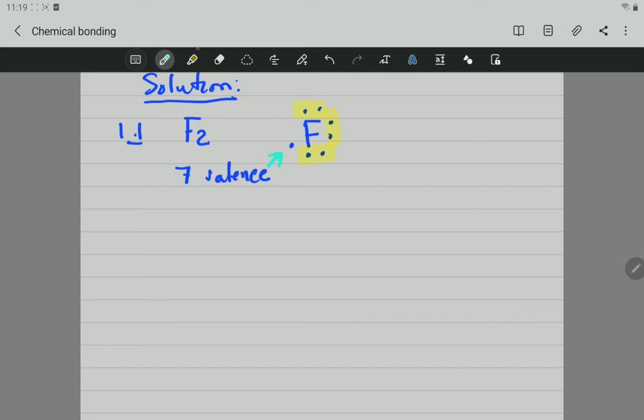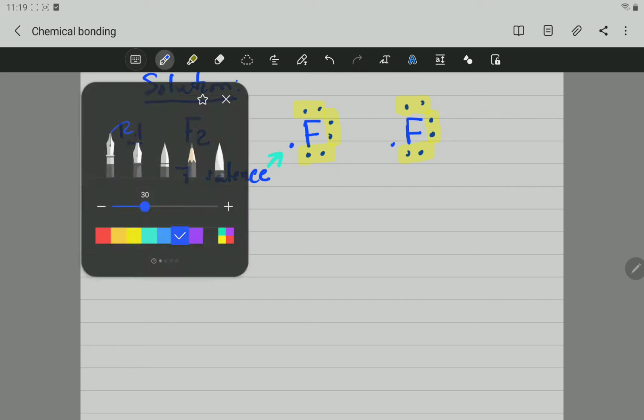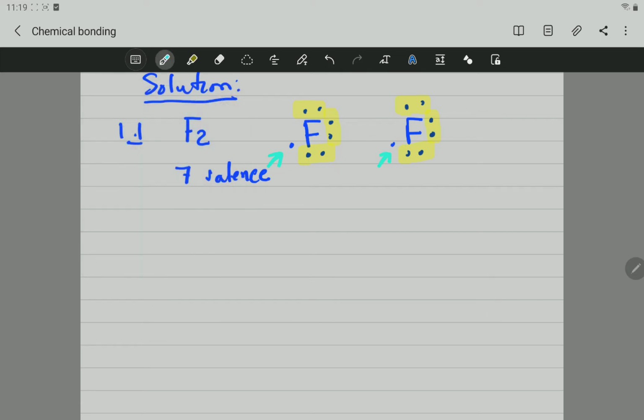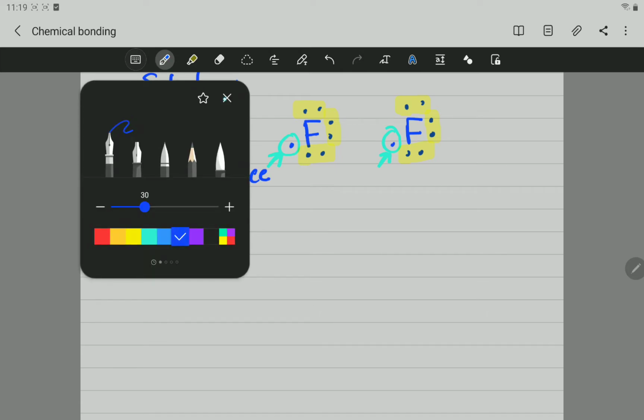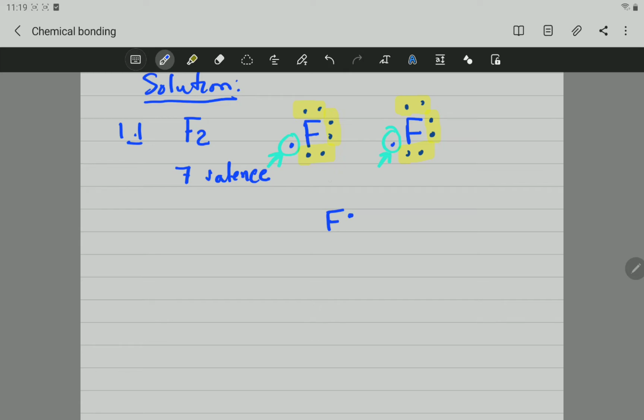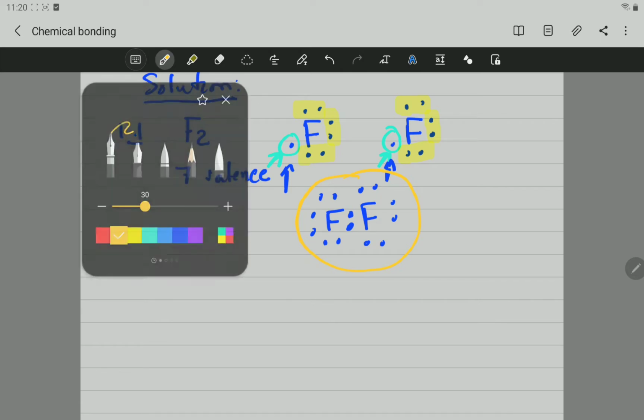Now we have 2 of these fluorines. We have another fluorine which also has 7 valence electrons: 1, 2, 3, 4, 5, 6, and 7. Also with 3 lone pairs and 1 single unpaired electron that can be shared. So this fluorine will share this electron with the unpaired electron from the other fluorine. They are going to share, and each fluorine will have the rest of the lone pairs. This here is the Lewis structure for the molecule of fluorine.